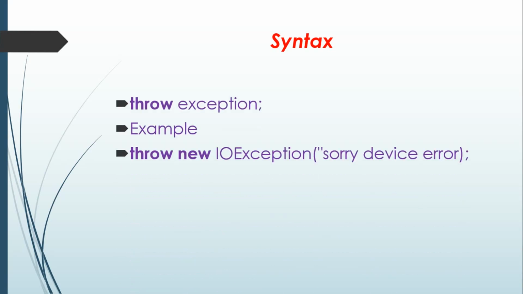And its syntax is throw exception. Example: throw new IOException("Sorry, device error"). So with the help of the throw keyword, we can throw any exception that we want to throw. For example, in throw new IOException, here the input output exception is thrown, which gives the printing message that is "sorry device error".